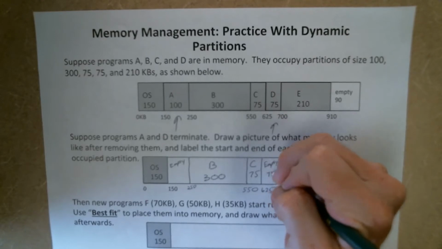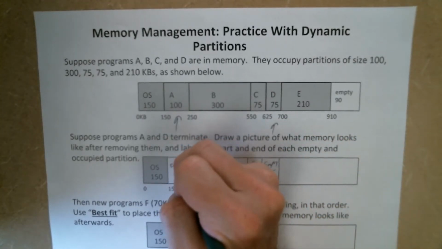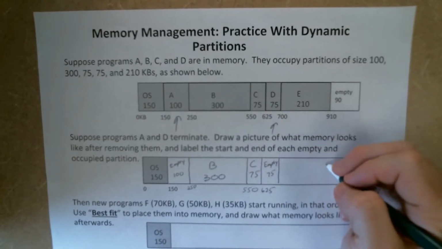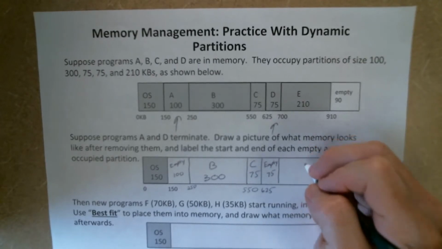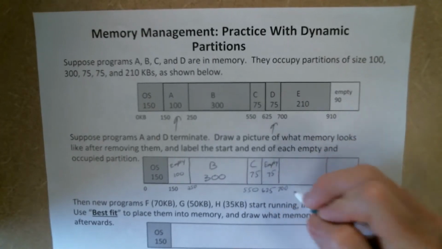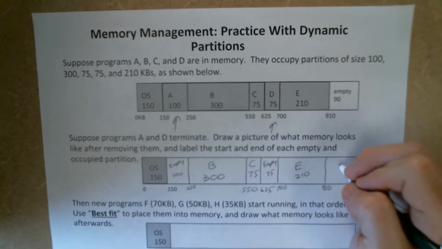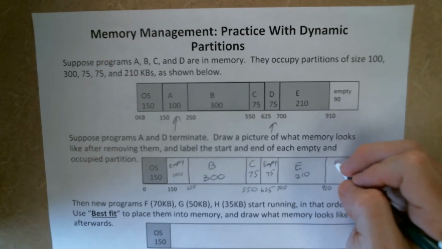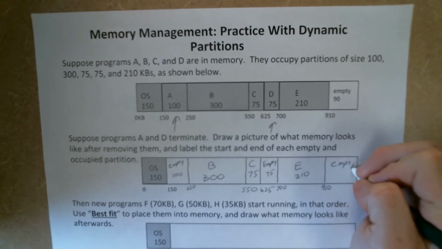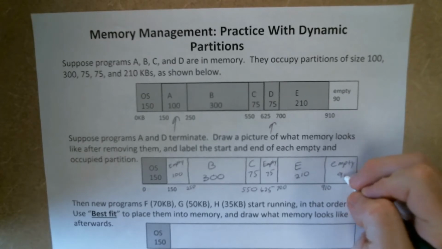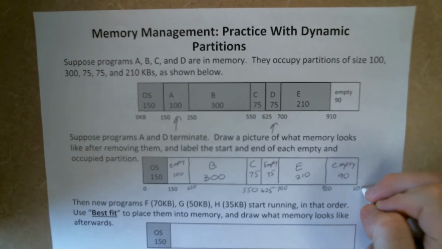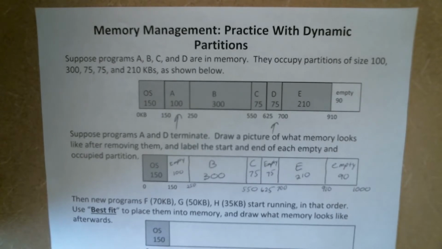Specifically, we have 75 empty space. Here we had 100 empty space. Program E is still active. So this was going to 700, this is going to 910, and E is still active at 210. Then we have some empty space at the end here, specifically 90, which would bring us to 1000. So that part's pretty straightforward. You're basically just unshading A and D. The real question is part C here.